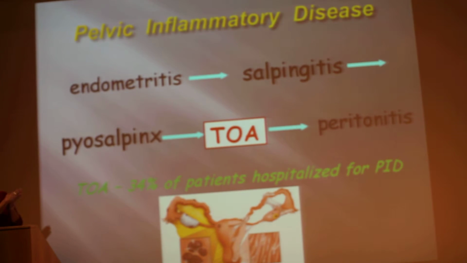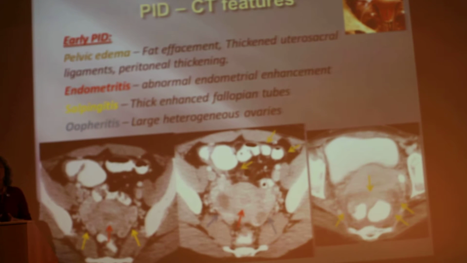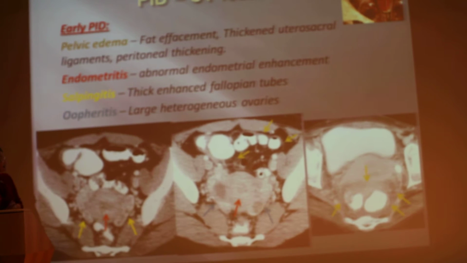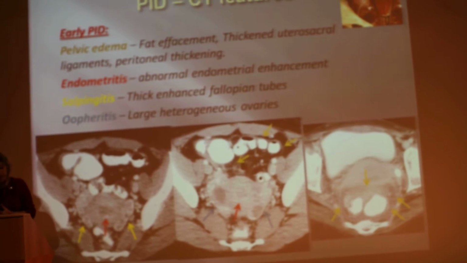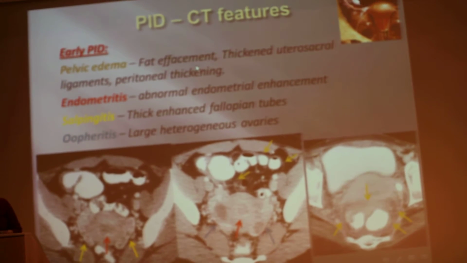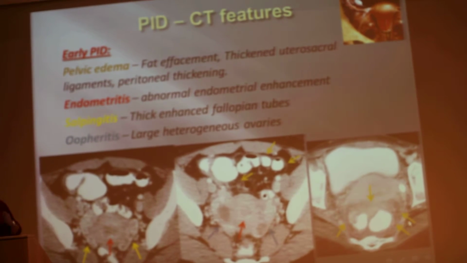And this tubo-ovarian abscess may be associated with focal peritonitis or diffuse peritonitis. Actually, 34% of all women with PID will have tubo-ovarian abscess. The CT features of PID are diverse. They depend on the stage of infection. In early PID, the CT features may be very subtle. What we see is mild fat effacement in the pelvis, thickening of the uterosacral ligaments, and peritoneal thickening.